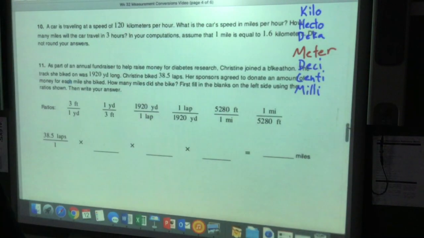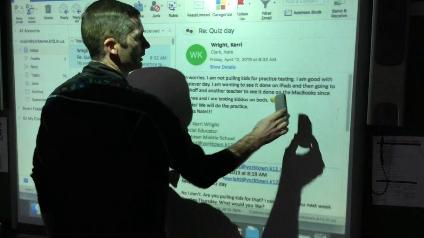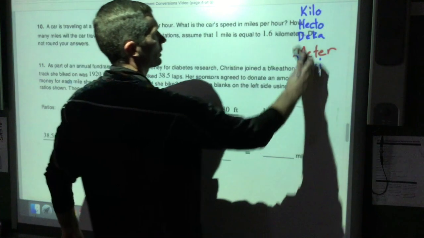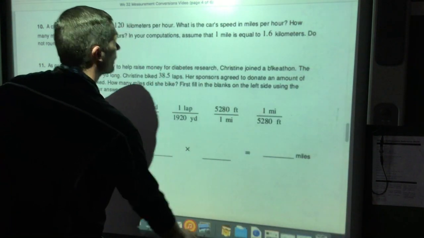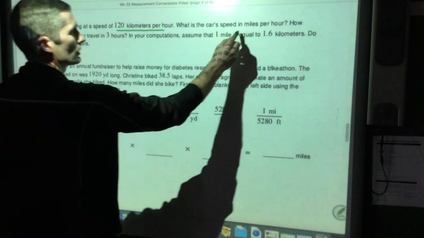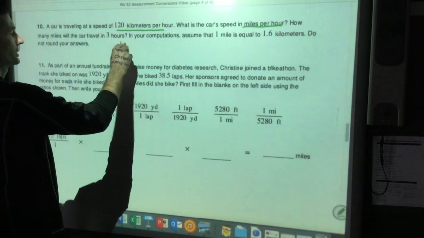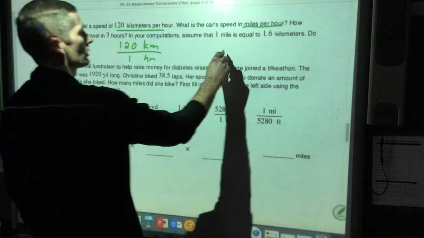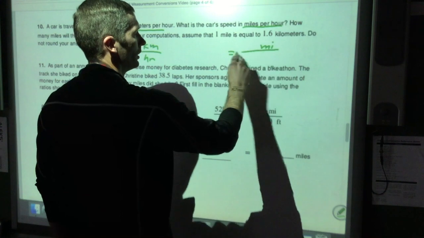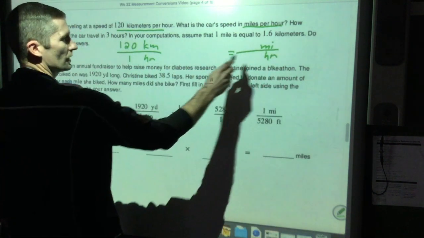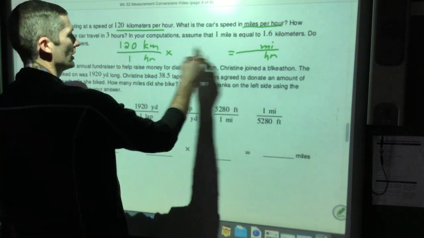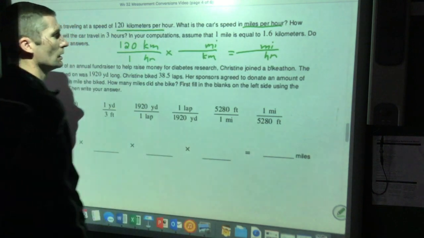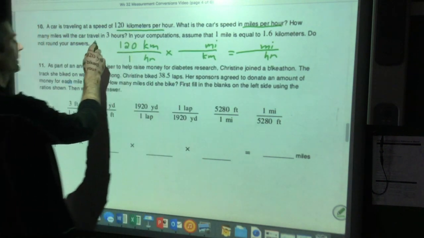Okay, a car is traveling at 120 kilometers per hour. What is the car's speed in miles per hour? Kilometers per hour to miles per hour. Okay, so 120 kilometers over 1 hour. And I want to change that to miles over 1 hour. So we're going to keep hours on the bottom, but we need to get rid of kilometers and change it to miles.